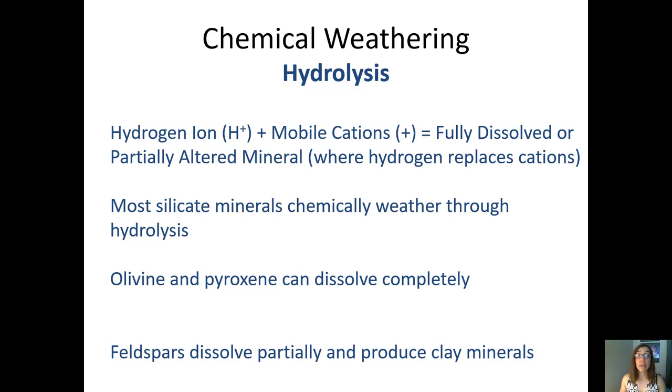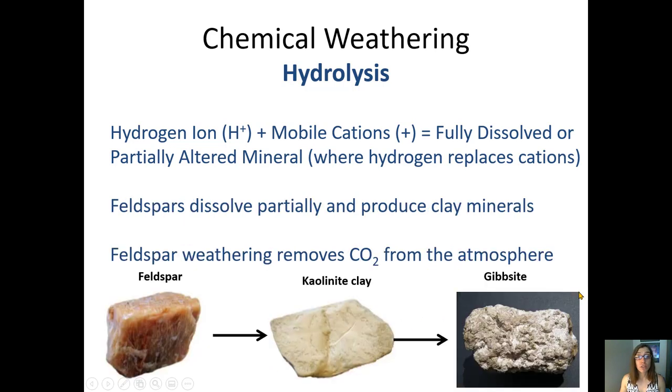Olivine and pyroxene can be completely destroyed by hydrolysis, and feldspars will dissolve partially and produce clay minerals. So for example, feldspar will undergo a hydrolysis reaction to form a kaolinite clay, and that kaolinite clay can undergo a second hydrolysis reaction whereby gibbsite is formed.